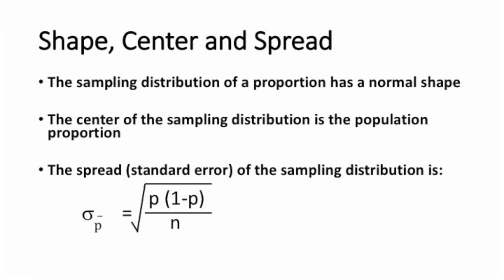And the spread, or what we call the standard error of the sampling distribution, is calculated using this formula below. It's sigma subscript p bar, where the p bar reminds us that it is a sampling distribution of a proportion, equals the square root of p times 1 minus p divided by n, where of course p is the proportion that we have from our population.